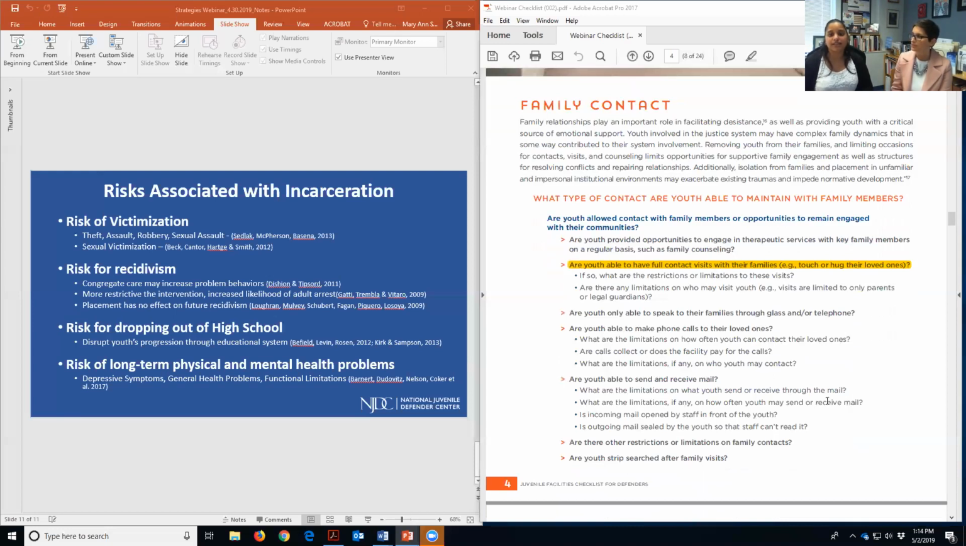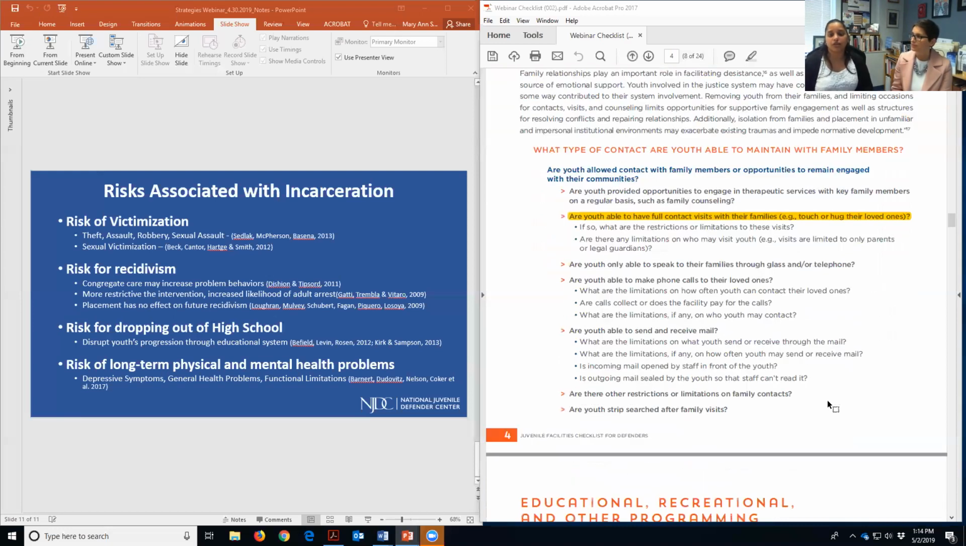Are there any limitations on how often they can visit? Are they strip searched after those visits? That's important to note, especially given the high level of prevalence for youth who have been exposed to sexual victimization.